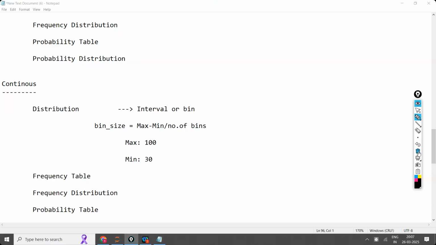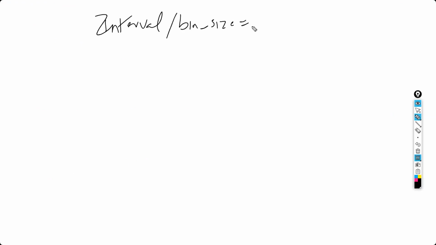Equal interval. Now, I am going to consider here the interval of 10. Interval, which is also called bin size, is equal to 10. Sir, why 10? That is my requirement. As I have told you, if you are interested in 15 or 20 also, you can go. As per your choice, you can go. Point is clear?